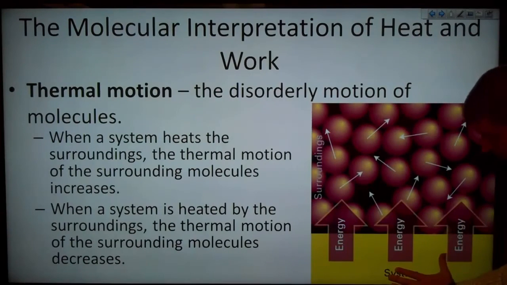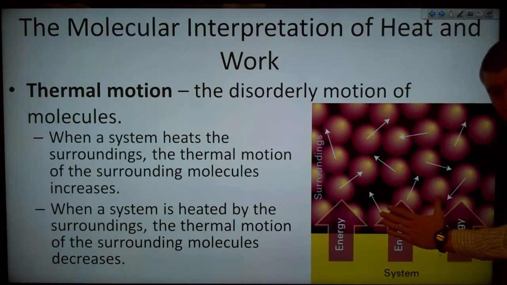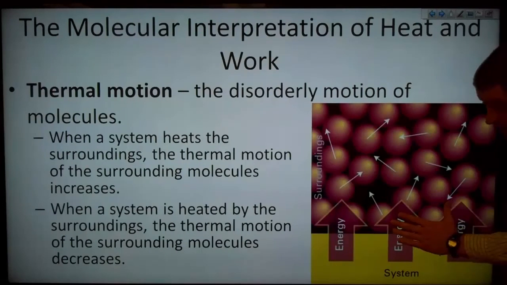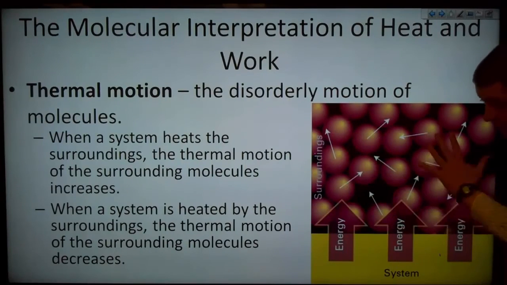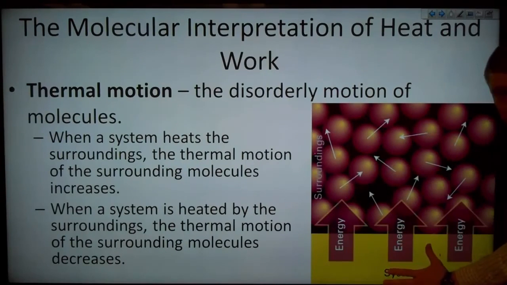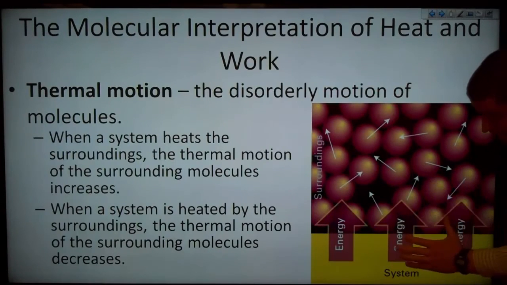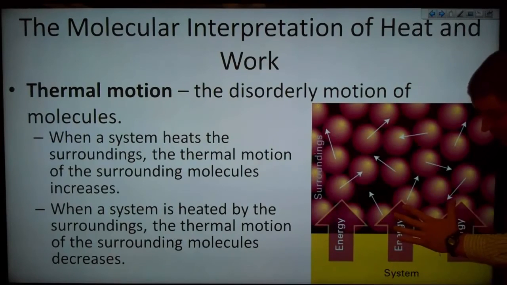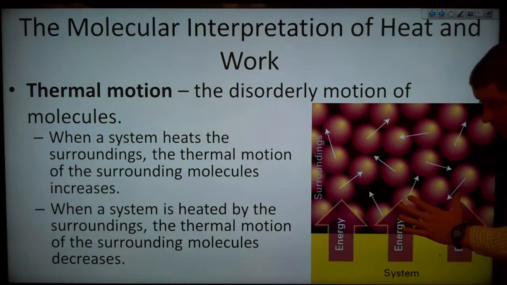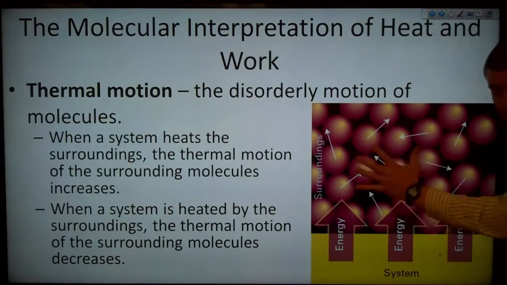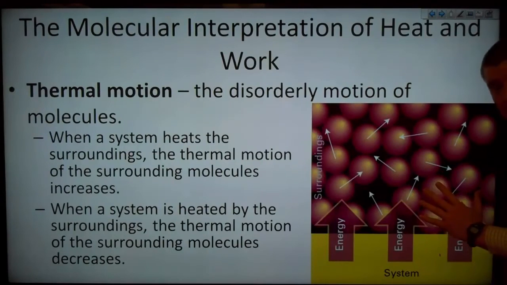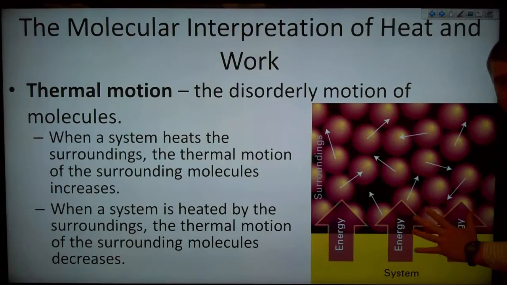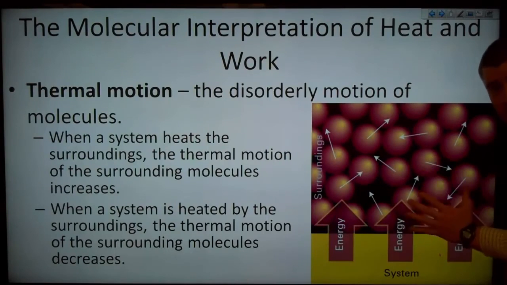So if we have our system and energy is flowing out of our system as heat, then the surrounding molecules, which are up here, note that we're not picturing the molecules from the system itself, we're only picturing the molecules from the surroundings. As energy flows out of the system as heat into our surroundings, the molecules start moving faster, but they're all moving in different directions. They're moving in random directions, and now they're just moving in those directions faster.